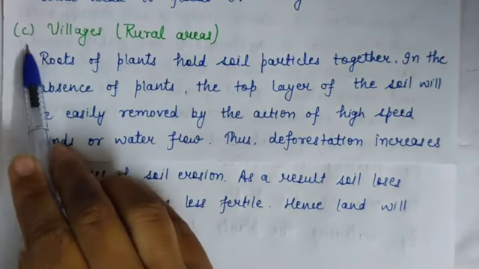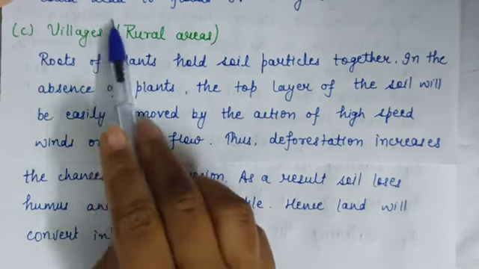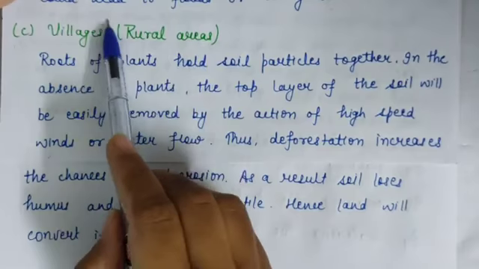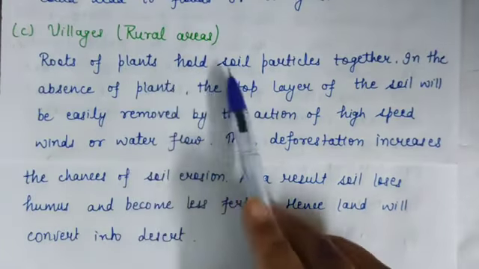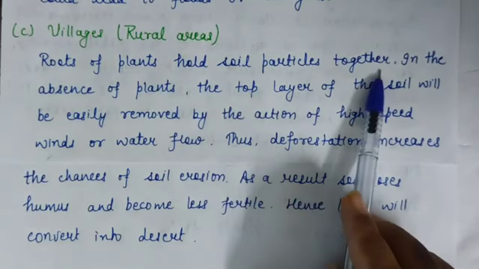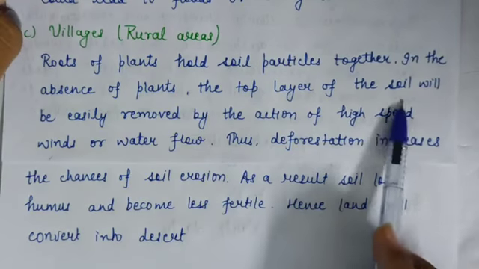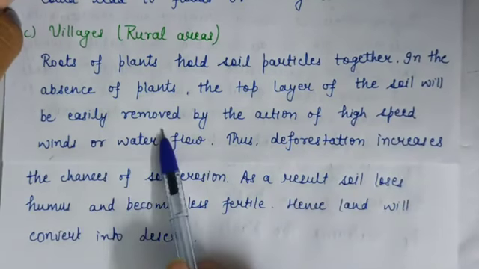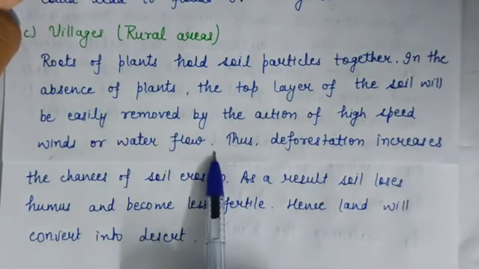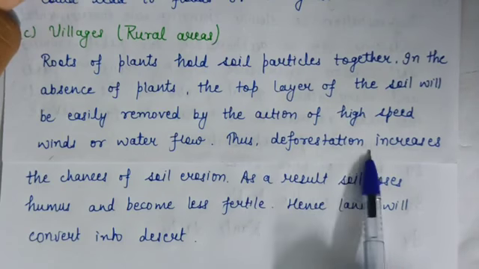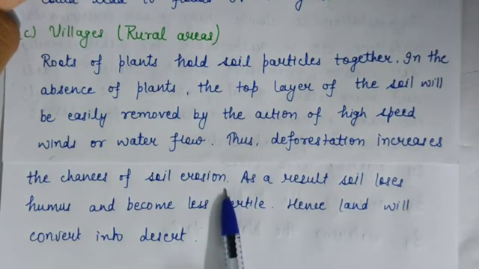Now C part is village. Means now we will discuss how deforestation affects rural areas, means the village. So the answer is, roots of plants hold soil particles together. In the absence of the plants, the top layer of soil will be easily removed by the action of high speed wind or water flow. Thus, deforestation increases the chances of soil erosion.